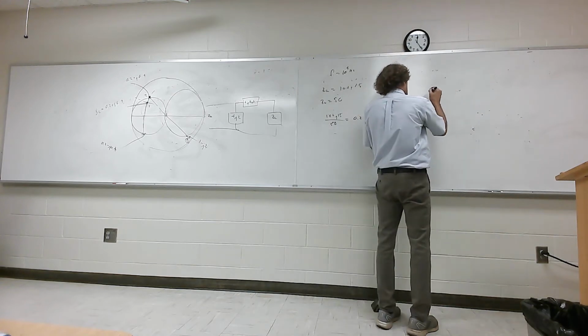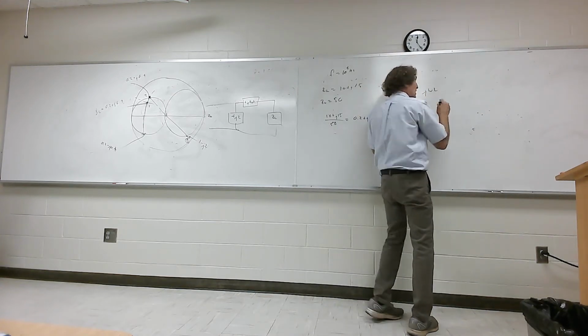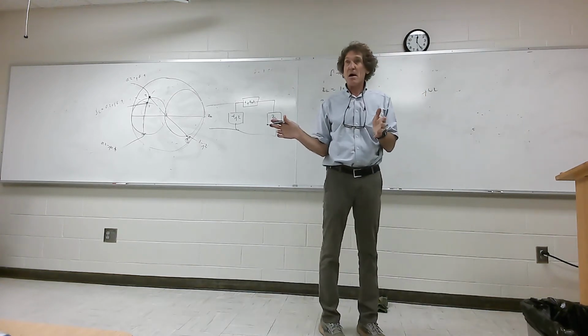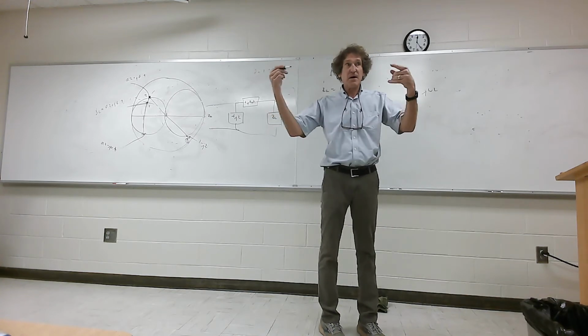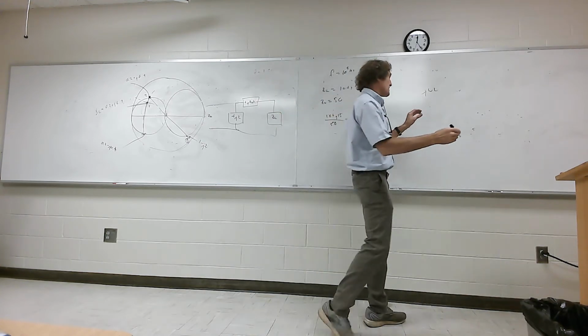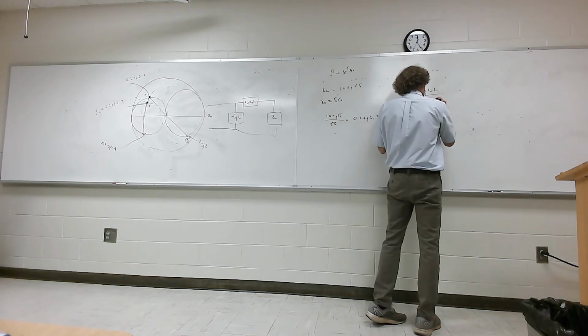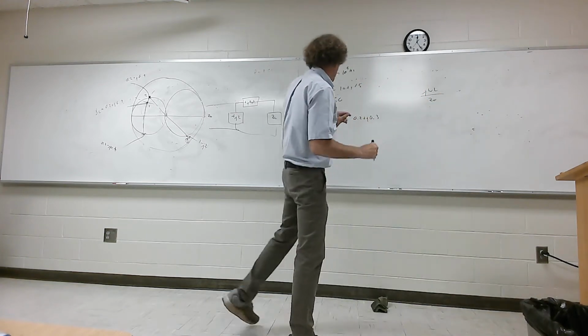This is a good way. Start with the inductive reactance. J omega L is the inductive reactance. Now we have to normalize, so we divide by Z naught, correct? So divide by Z naught. Now, what is that going to be equal to?